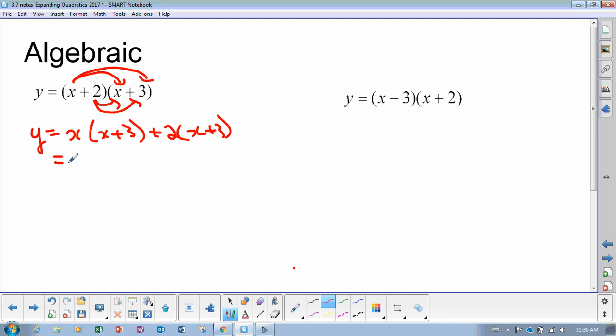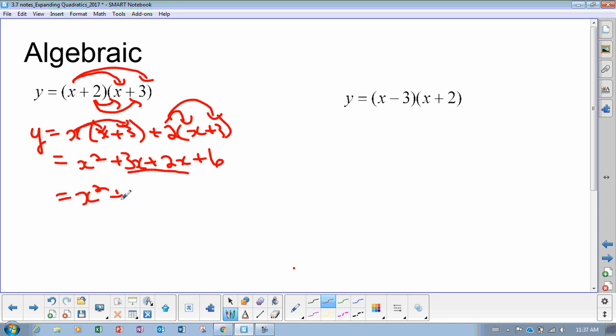So when we expand, I turn it into something I know how to work with. I have x multiplied by x to give me x squared. And then I have x multiplied by 3 to give me 3x. Then we have plus 2x plus 6. I forgot an x on this 3, because it's x times x, x times 3, 2 times x, 2 times 3. So when I do that, I can combine these middle terms to get x squared plus 5x plus 6. So that's one way of writing it.